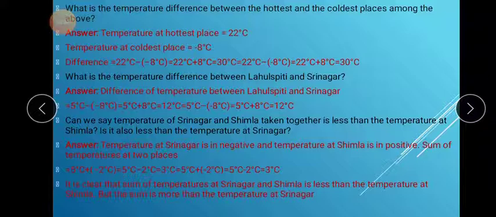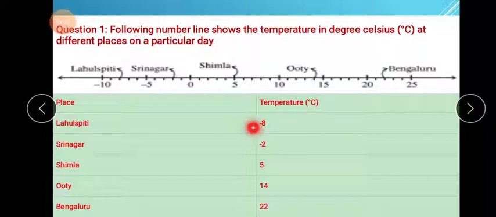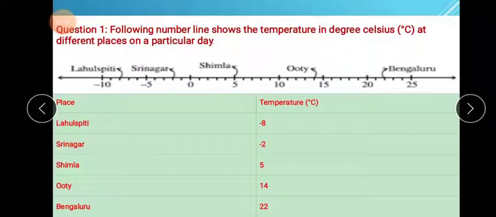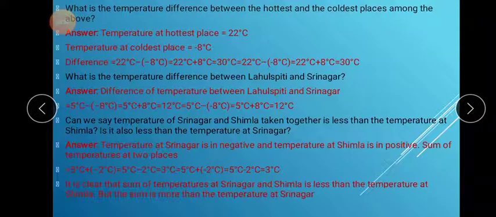Okay, next question. What is the temperature difference between Lahul Spiti and Srinagar? So Lahul Spiti temperature was how much? -8. And Srinagar was how much? -2. Shimla was 5 degrees, sorry. So 5 degrees Celsius minus of -8. So minus is plus. So 5 plus 8, how much will we get? It is a printing mistake. It is 5 plus 8 is 13 degrees.